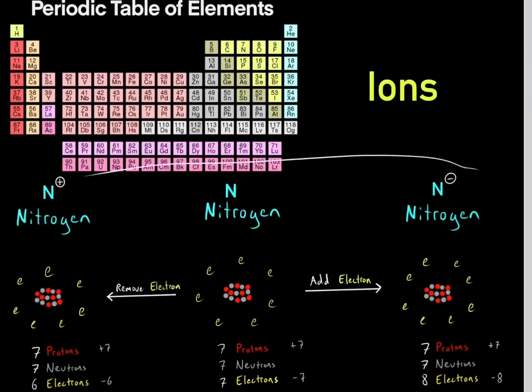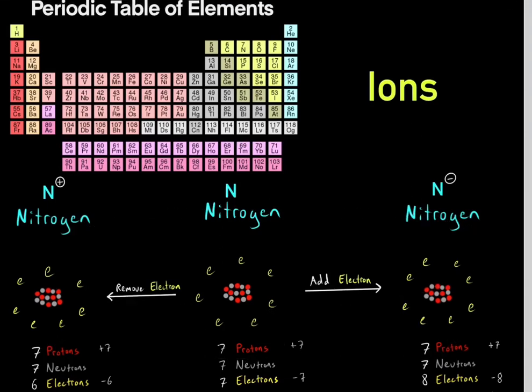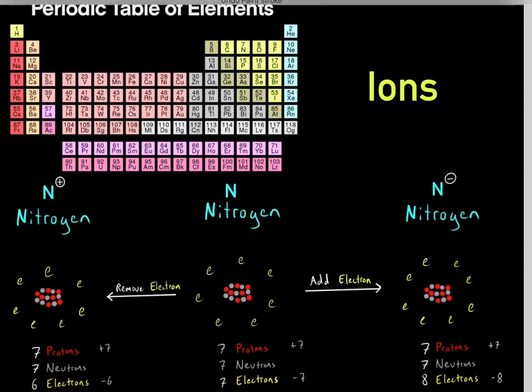But again, these are all nitrogen atoms. They all have 7 protons, so by definition, they're all nitrogen. The only difference is they have different amounts of electrons, so these are called ions. They're ions, and they have different charges because they have a different amount of net charge based on comparing the number of positively charged protons to the number of negatively charged electrons. So these are called ions.